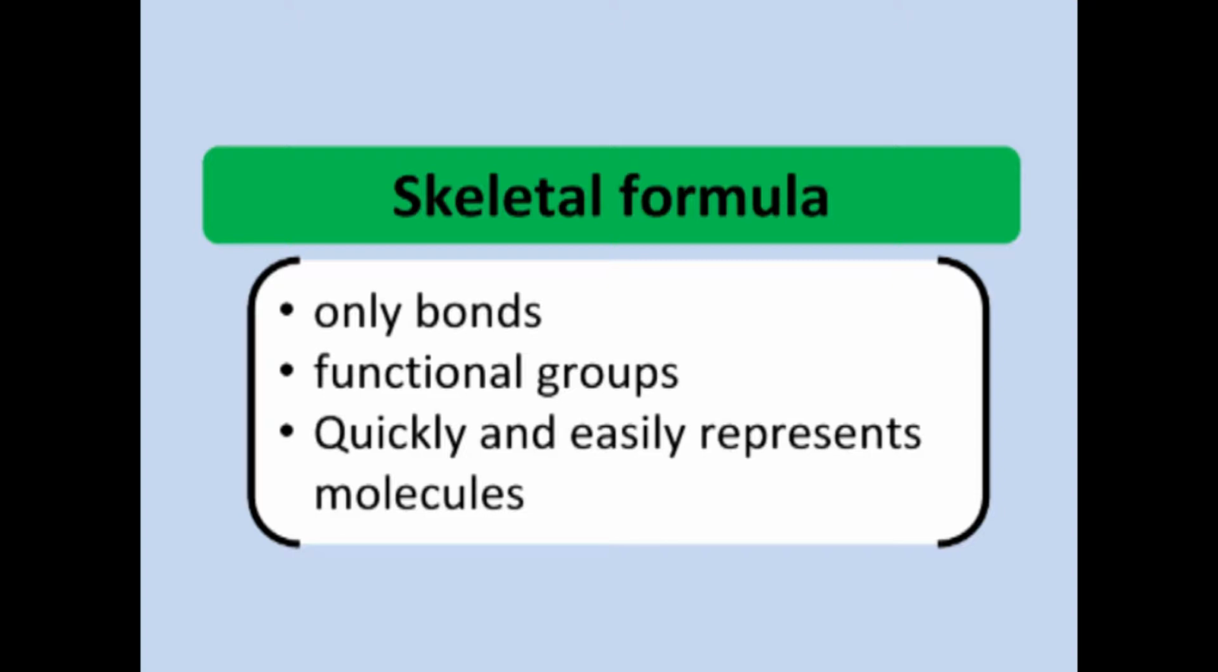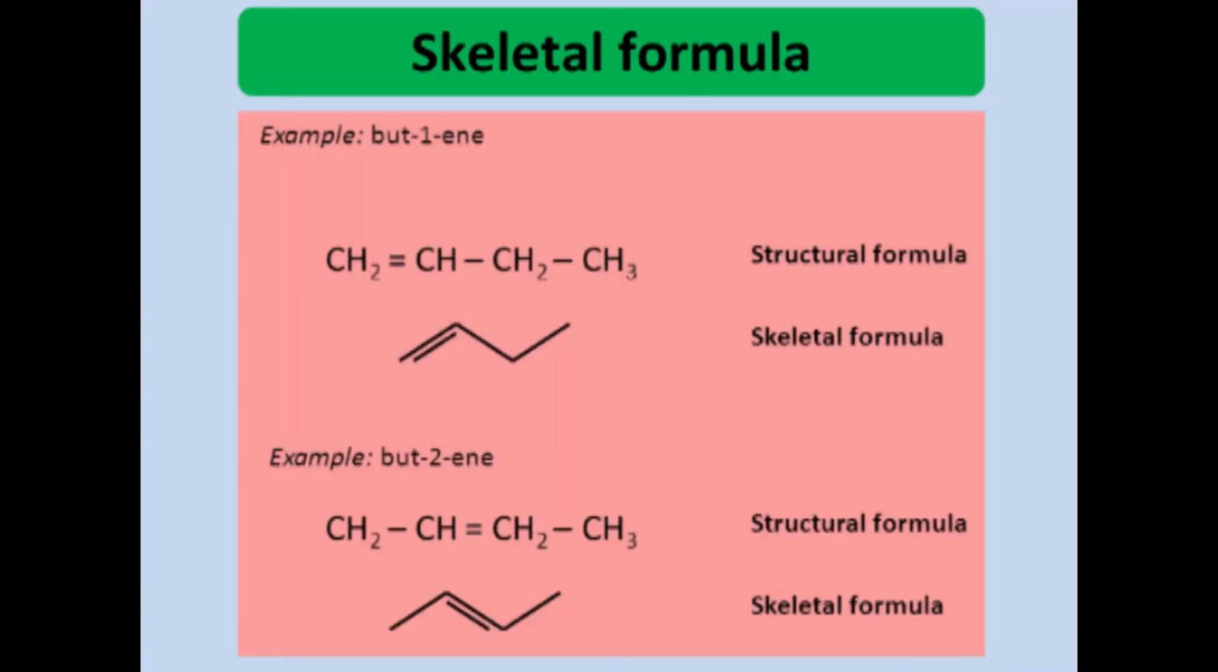Skeletal formula. The main points of skeletal formula are that it shows only the bonds and functional groups, and it represents a molecule quickly and easily. In the diagram shown, BU1 and BU2 are skeletal formulas. In the first case, there is a double bond at carbon number 1, and in the second, at carbon number 2. Please watch the video clip to understand how to draw the skeletal structure.